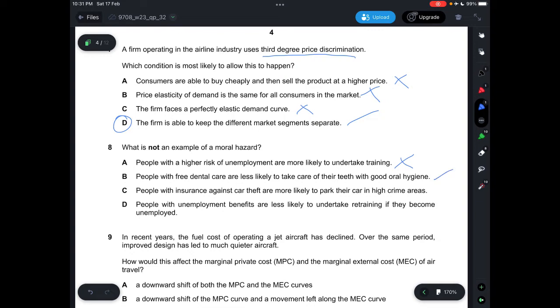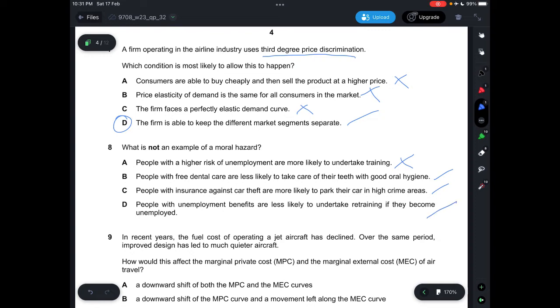C says people with insurance against car theft are more likely to park their cars in high crime areas, which will result in more cars being stolen, because they know that there is insurance, they will then end up just using insurance to cover the loss of the car. D says people with unemployment benefits are less likely to undertake retraining if they become unemployed. It's also an example of moral hazard because people who are unemployed will have benefits, like an insurance scheme, to protect them from having no money for that month. So this is also an example of moral hazard.